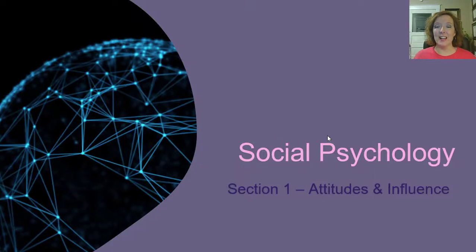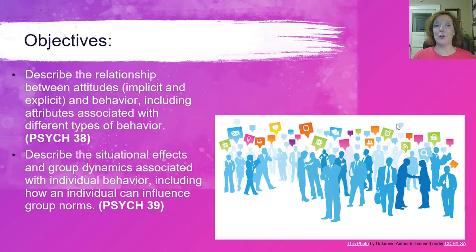I'm Miss Lee, and in this unit we're talking about social psychology. We are starting out with Section 1, Attitudes and Influences. Our objectives will be for you to be able to describe the relationship between attitudes, both implicit and explicit, and behavior, including attributes associated with different types of behavior. You'll also be able to describe the situational effects and group dynamics associated with individual behavior, including how an individual can influence group norms. If you haven't done so already, go ahead and grab your notes and let's get started.